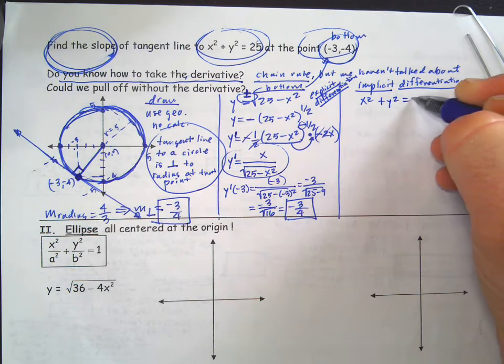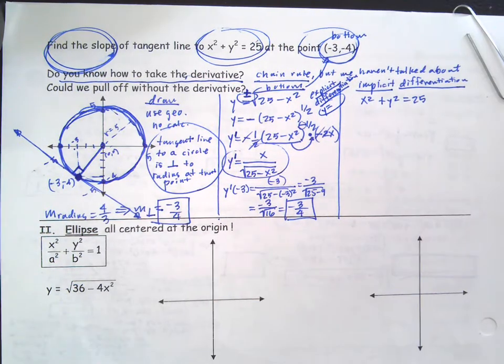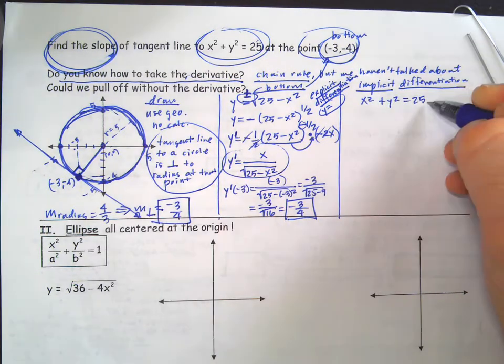Okay. Now implicit differentiation says, you know what, we can take the derivative of something even if it doesn't have y by itself. So explicit means that you get y equals a bunch of stuff, then you take a derivative. Implicit, explicit is like straightforward, super clear. Implicit is kind of like a roundabout way of doing something. So here's the deal. We can take the derivative even when it doesn't have y by itself.